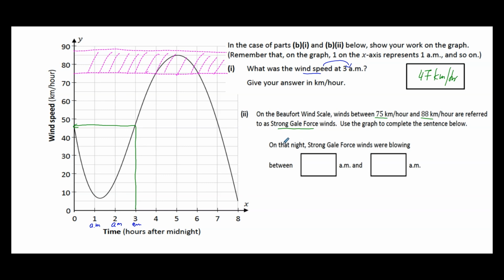And again, here we have: on that night, strong gale force winds were blowing between what time and what time? So again, we know this is the part of the graph we are looking for. So when we go down here, what do we read? 4 o'clock, and then we go down here and we read 6. So that is between 4 a.m. and 6 a.m. That's when that wind was very strong. So that's what I'm saying. It doesn't matter what the story is. Always remember it's about the X and the Y values.